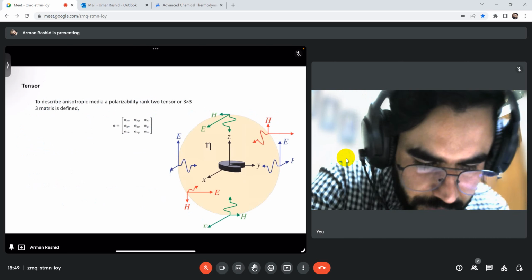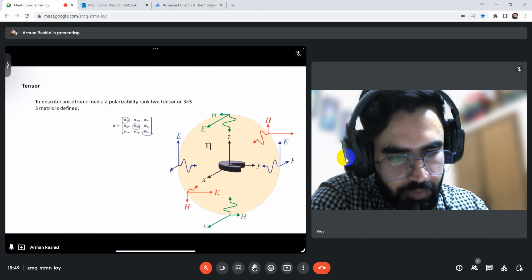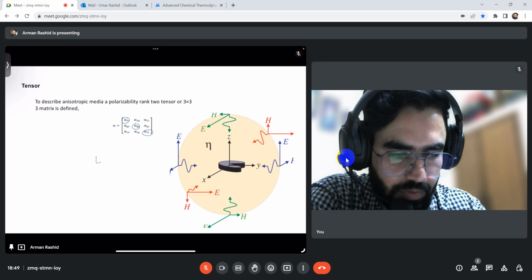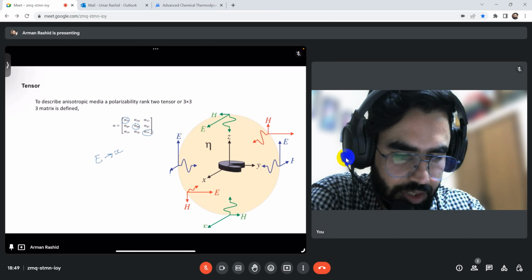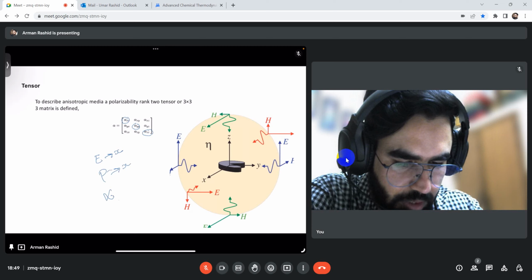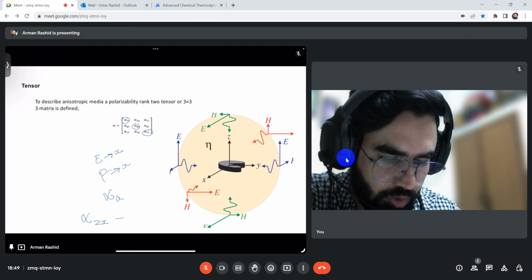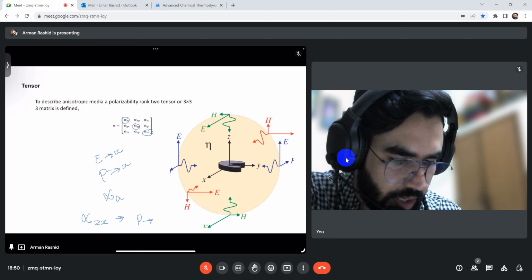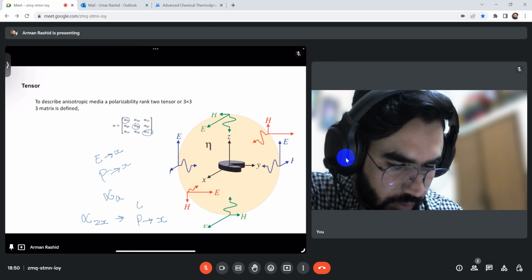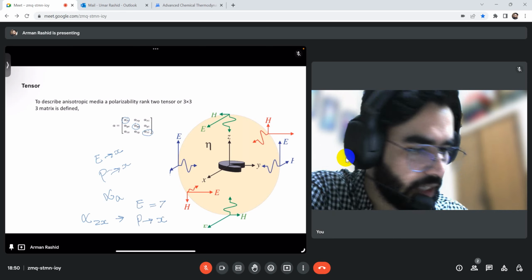So this is, for example, the tensor quantity. The diagonal elements determine how much dipole moment has been generated across the x direction when the electrical field has been applied across the x direction. Now if we take the polarizability component alpha zx, it tells us how much polarizability has been generated across the x direction when the electrical field was applied across the z direction. Okay, so this is called a polarizability vector.